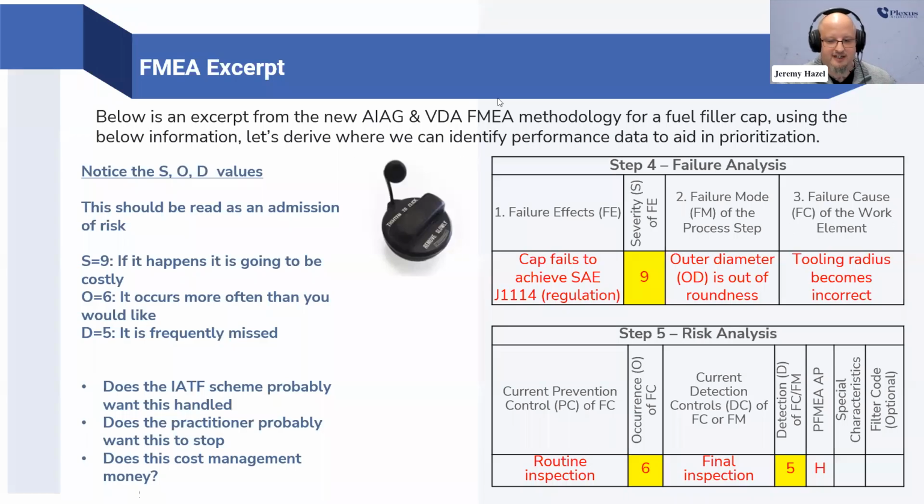Now, let's keep it very easy. If you're looking at the FMEA, we're going to make this little simple fuel filler cap here. What I want to hit on, just to explain this to some people that may not know: if we look at the S, O, and D values from any sort of FMEA, the S, O, and D is an admission of risk.